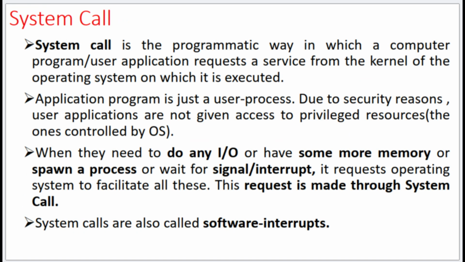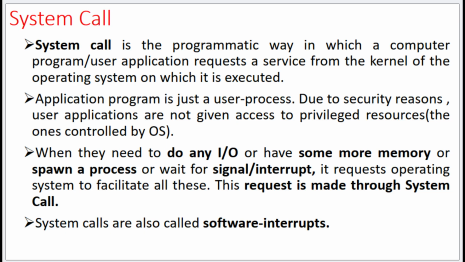A system call is the way a computer program or user application requests a service from the kernel of the operating system on which it is executed. An application program is just another process. For security reasons, user applications are not given access to privileged resources. The OS controls them.